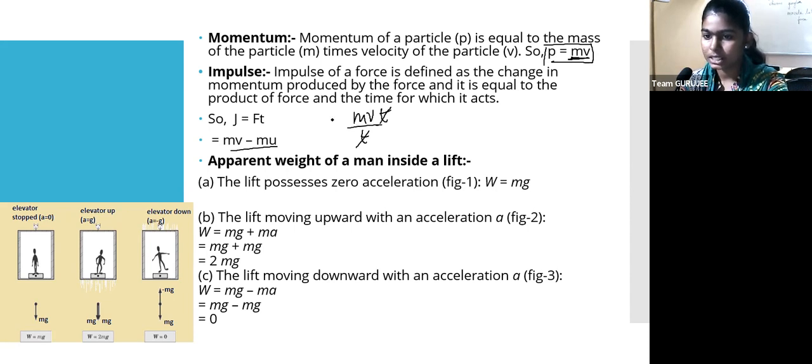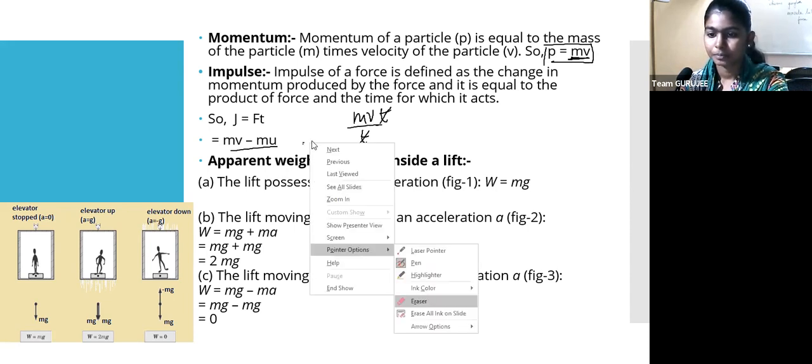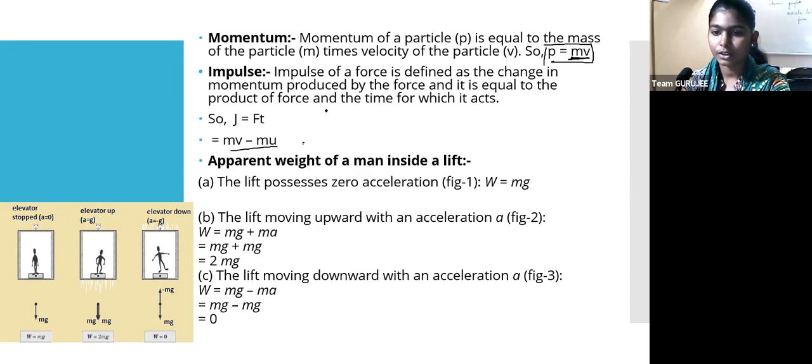Clear how I did this? Else I'll show you once again. So here you see F into t. F is nothing but ma, or you can say that it is your momentum divided by time. Momentum is nothing but mv, or let's say p. p by t is what your F is equal to, and this you can write as mv by t.